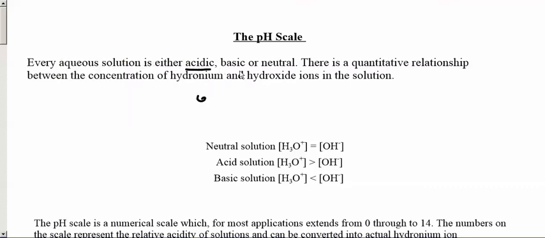It's either acidic, basic, or neutral. Yes, something can be acidic because it's got H3O plus ions in it. Something might be more basic because it's got a majority of those, or it's neutral if these two things are equal, and that's what we're trying to sum up here. Remember that a hydronium ion is this guy, and the hydroxide ion is that guy there.